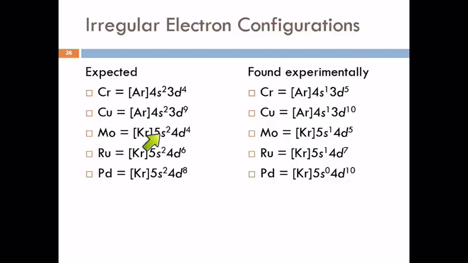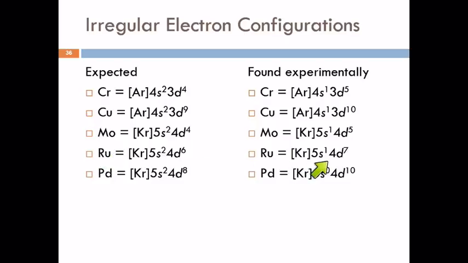For copper, we would expect 4s2, 3d9. What we see is 4s1, 3d10. So here 1 moves up, and now we have this D level completely full, and the S level half full. There's kind of a bonus when you have half full or completely full. We see a similar pattern for molybdenum and ruthenium.